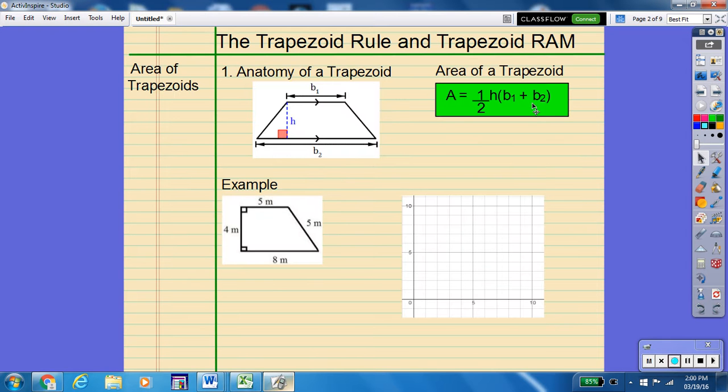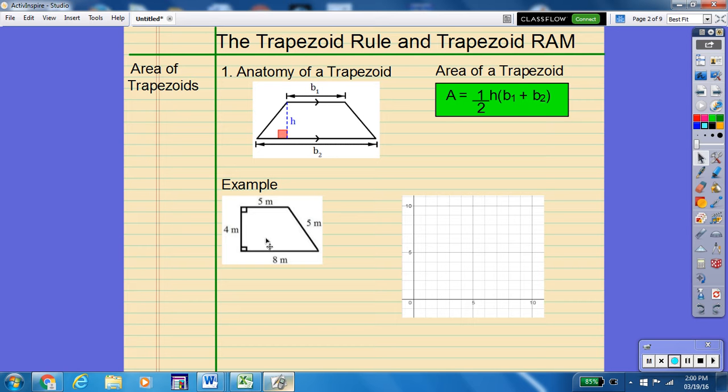First of all, we need to make sure we're familiar with the trapezoid and the area of a trapezoid. So here's a basic trapezoid. Of course, the bases are parallel to each other and the height is the distance from one base to the other. The area is 1/2 the height times the sum of the bases.